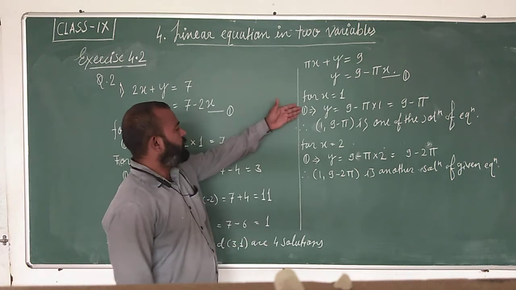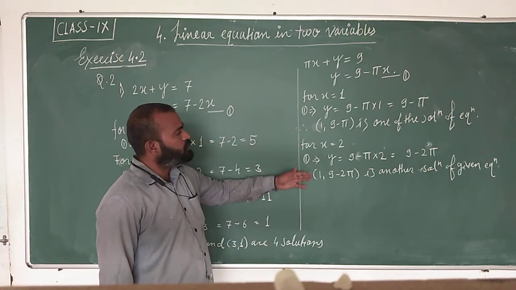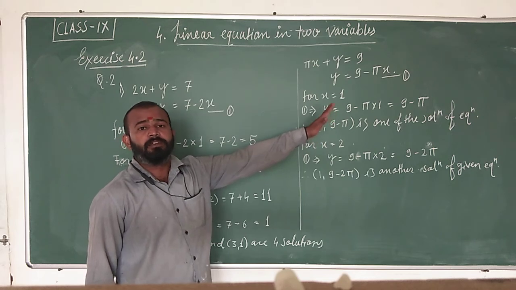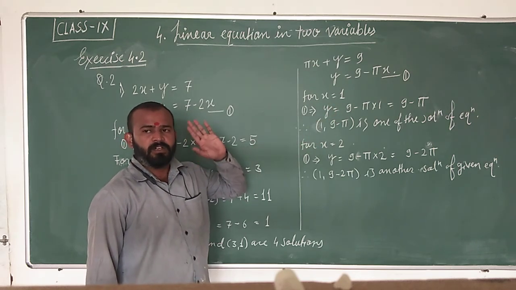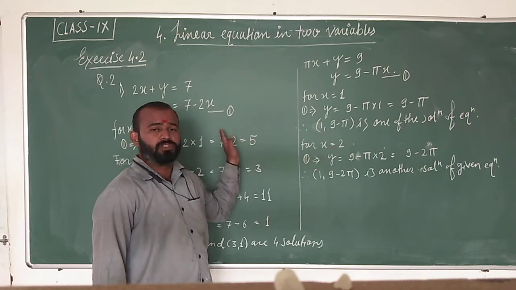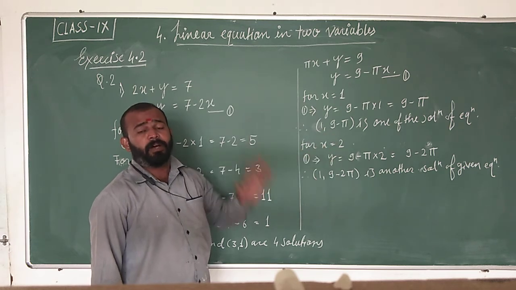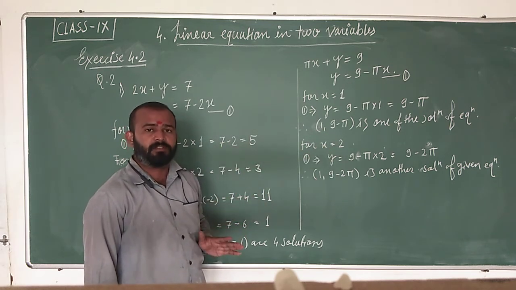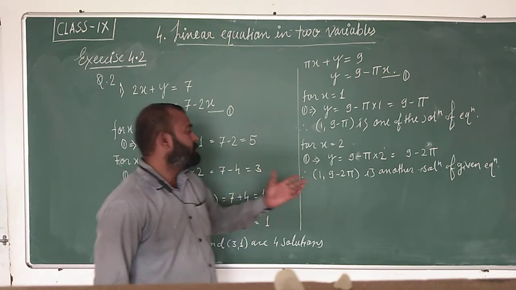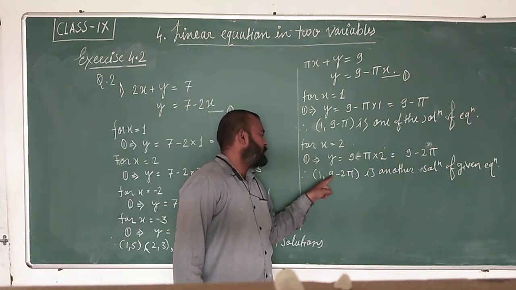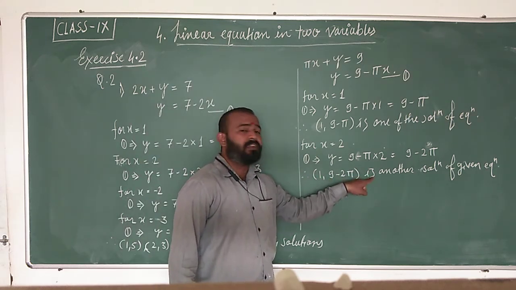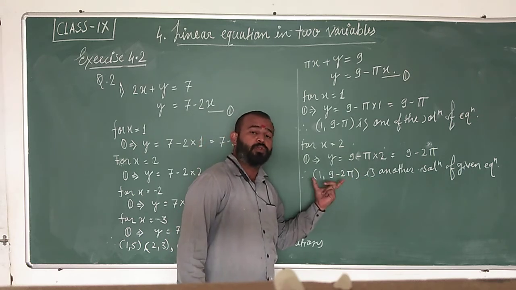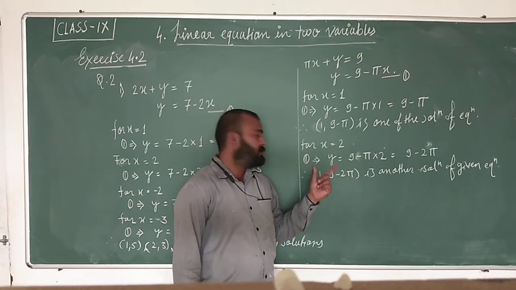You can put more values and find the remaining solutions of the given equation. So this is how you can find the solutions. But writing the answer in words is very important. Here I have written 'is' and not 'are', because this is one solution; both values together make one solution. (2, 9 minus 2 pi) is a solution of the given equation.